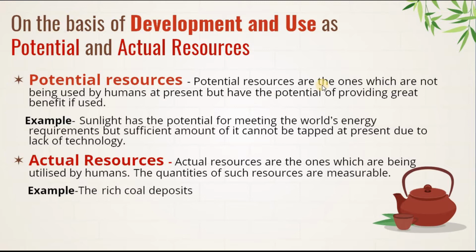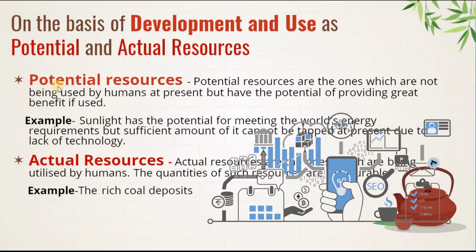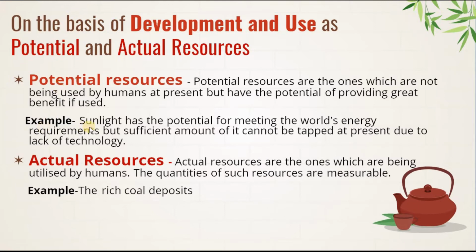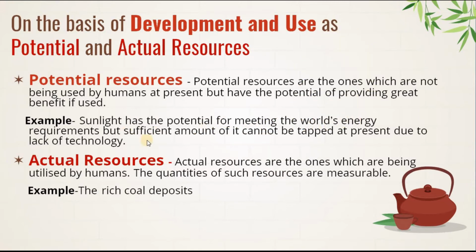So potential resources are the ones which are not being used by humans at present, but have the potential of providing great benefit if used. So in future, with great technology, we can use their benefits. They are known as potential resources. An example is sunlight. Sunlight has the potential for meeting the world's energy needs. At present we cannot use it properly, but with good technology in future we can use its potential.